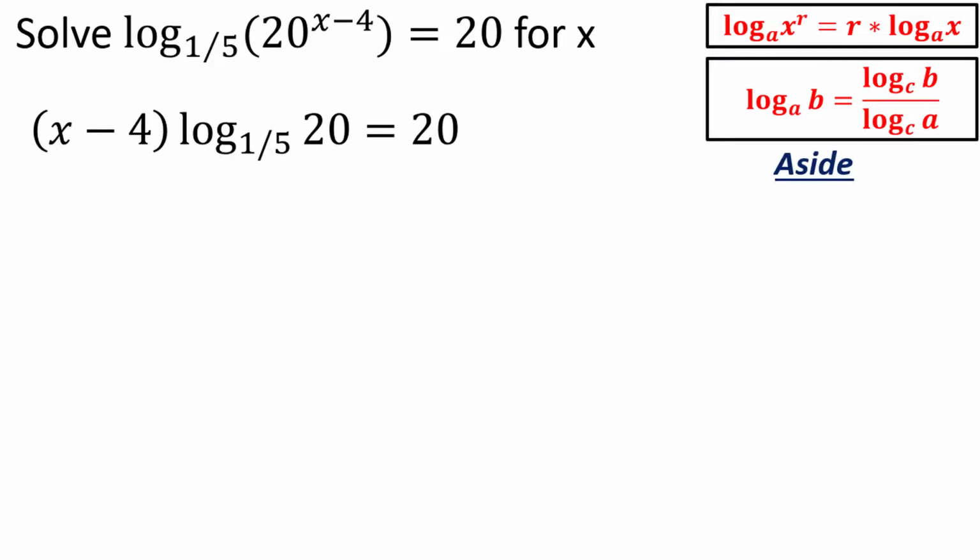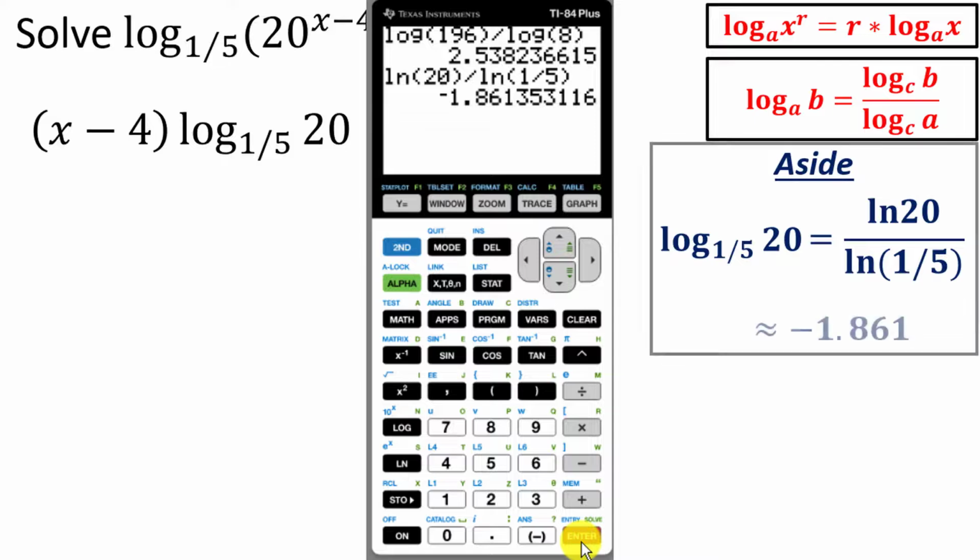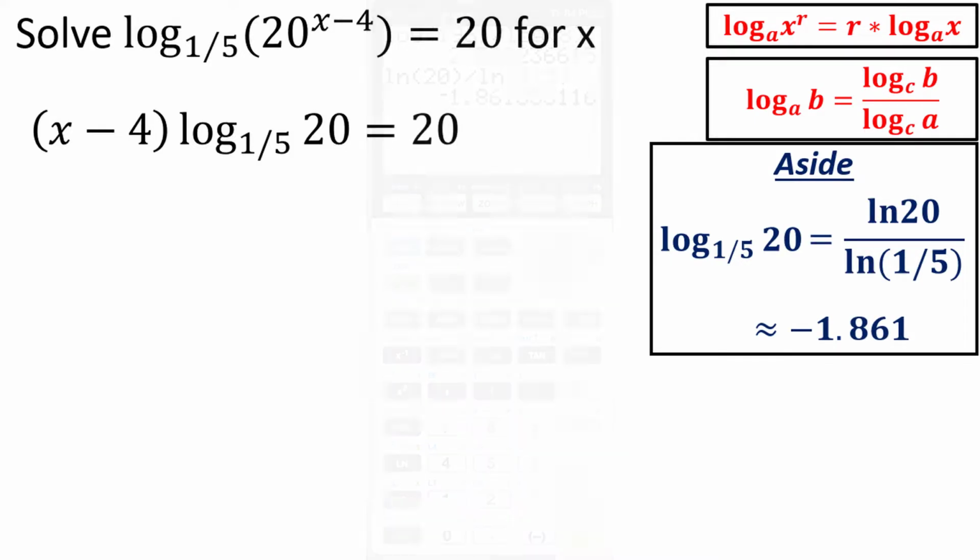Using the change of base formula, we need the log of the right divided by the log of the left. Let's use the natural log this time, but you could also use a base 10 log, of course. We have natural log of 20 divided by natural log of 1/5. Typing that into the calculator, we have the natural log of 20 divided by the natural log of 1 over 5, which is equal to about negative 1.861.